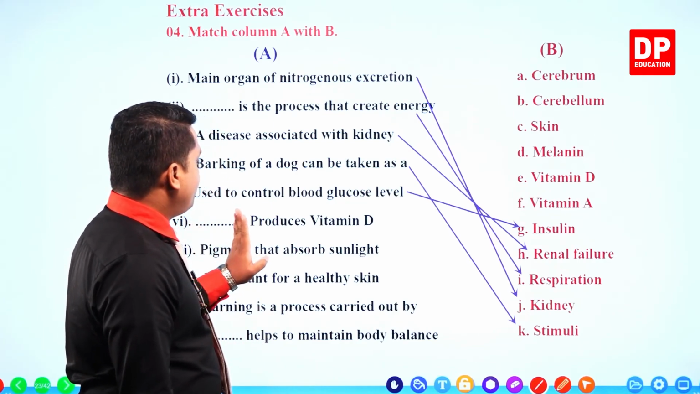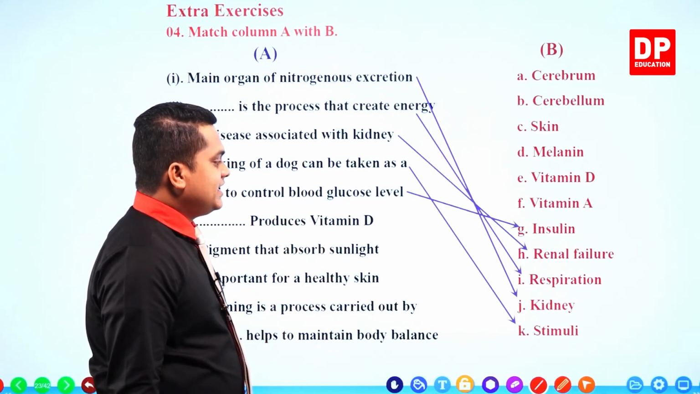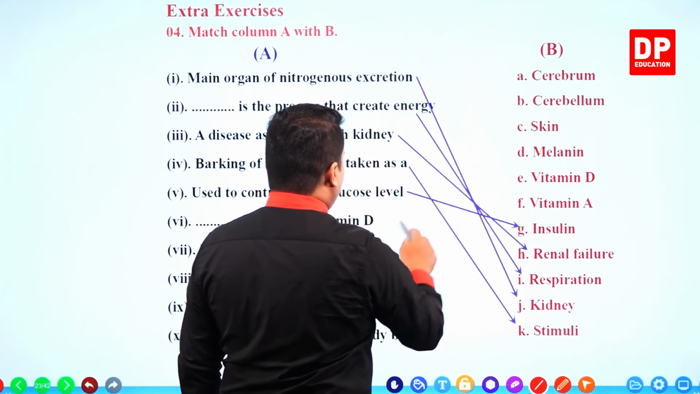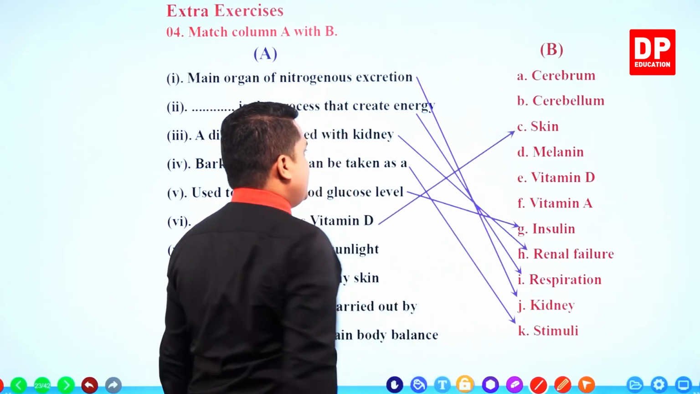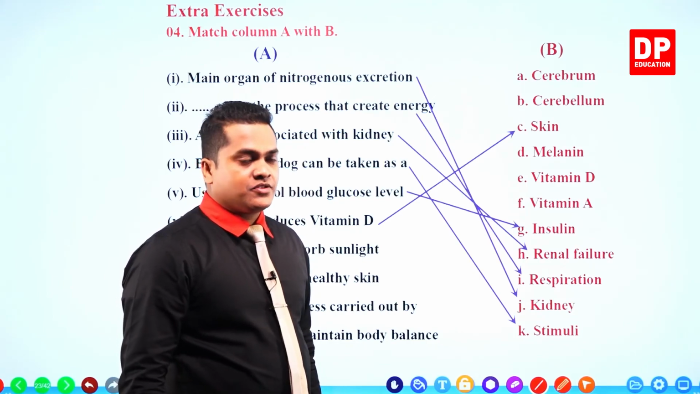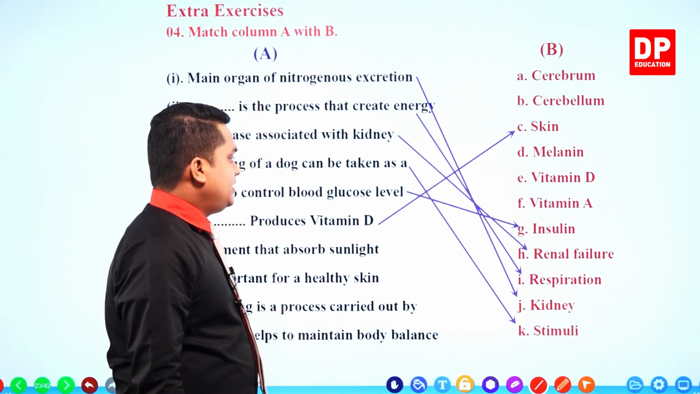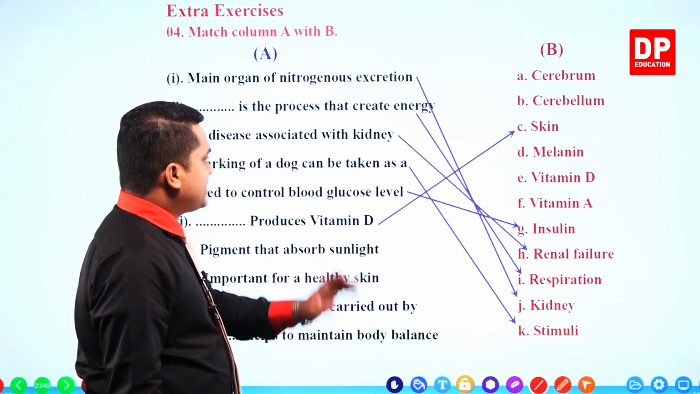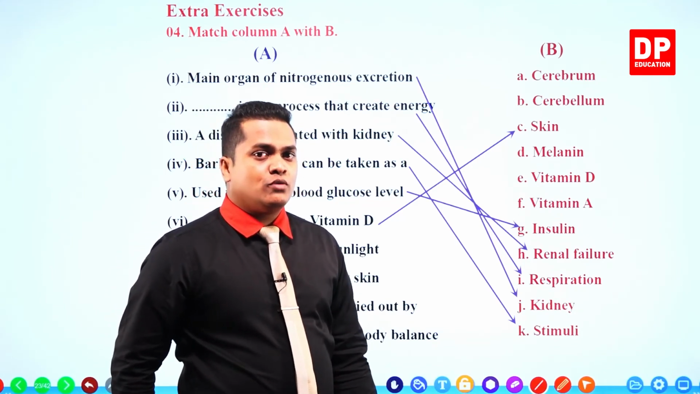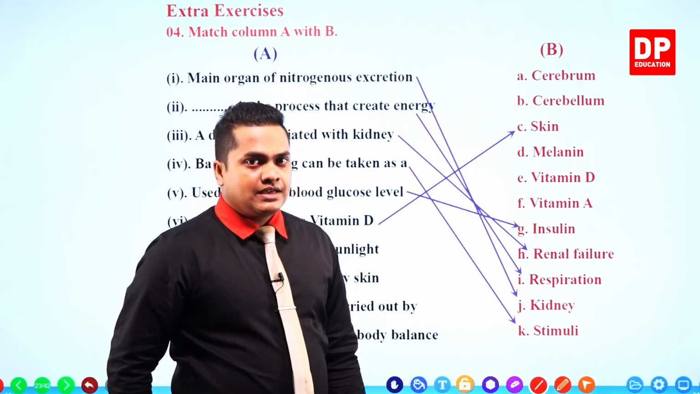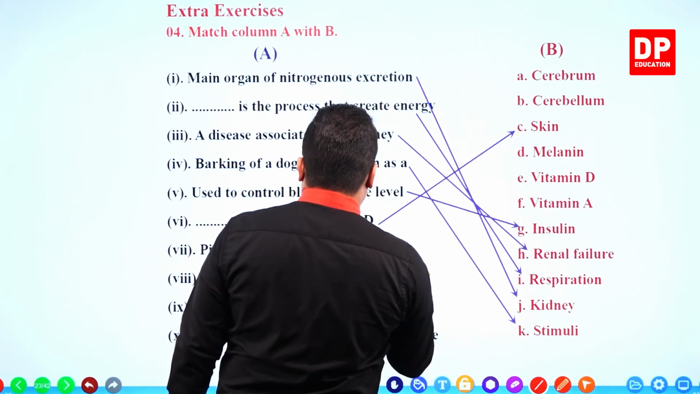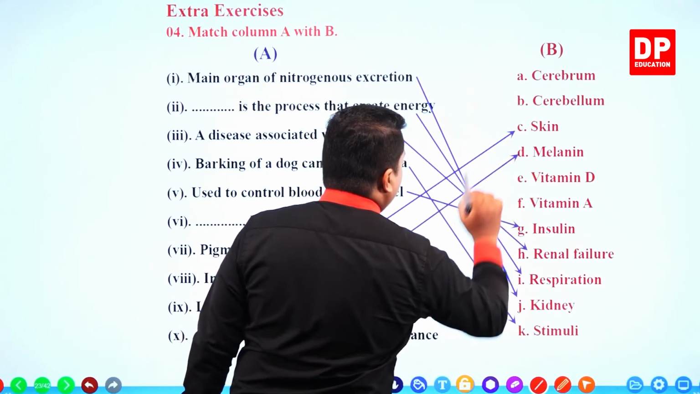Number 6, blank produces vitamin D. So it's really simple, you know that. Skin is the organ that is going to produce the vitamin D necessary for the body. So skin is producing vitamin D. Pigment that absorbs sunlight. That is also really simple. Melanin is the pigment contained in the skin that can absorb sunlight, right? So find out melanin. Yes, melanin is given in here.